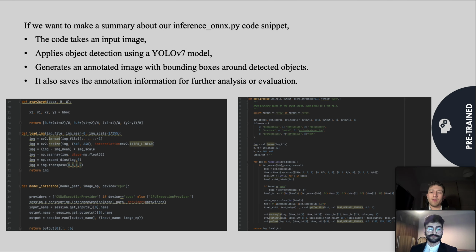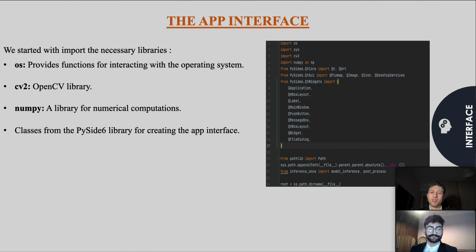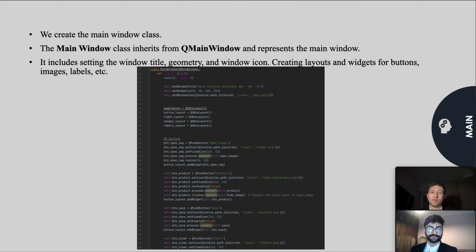To make a summary, the code takes an input image, applies object detection using the pre-trained model, and generates an annotated image with bounding boxes around the detected objects. It also saves the annotation information for further analysis or evaluation, which is so important to develop this project later. We imported the necessary libraries, which are OS, CV2, NumPy, and PySide 6 Qt widgets. And there is the object-oriented programming part of our project, which is so helpful to make clear and readable code. We created a class whose name is MainWindow.